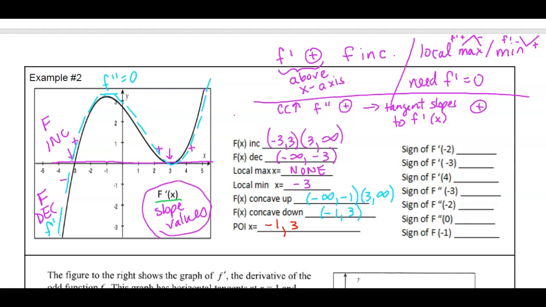So now let's do some signs. The sign of f prime is what you see for the y values, because this is the derivative. So if I go to -2, here's my y value, and it's above the x-axis. Go to -3, it's on the x-axis, which is 0. It has no sign, so don't write that, just write 0. F prime of 4, that's above the axis.